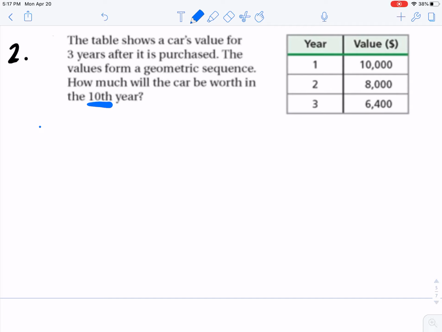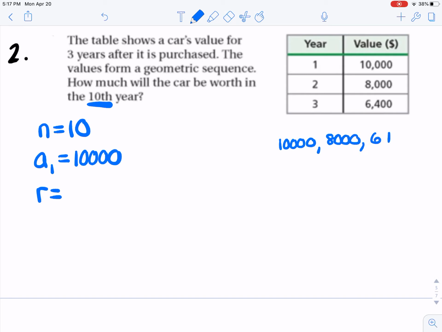Anyways, they want the 10th year, so that's my end value. My first term in the sequence is going to be the 10,000. That's year 1. Then my common ratio. Again, I've got 10,000, 8,000, and then 6,400. So to find out what the common ratio is, I'm going to do 8,000 divided by 10,000. That is going to give me 0.8. So my common ratio is 0.8.